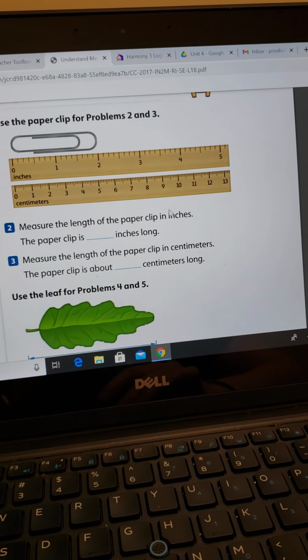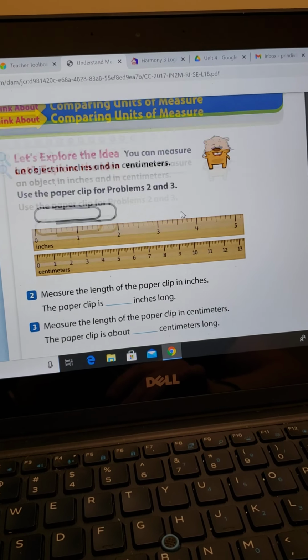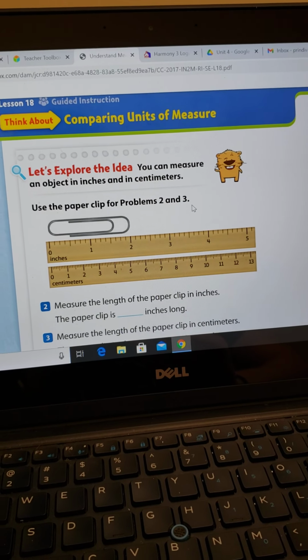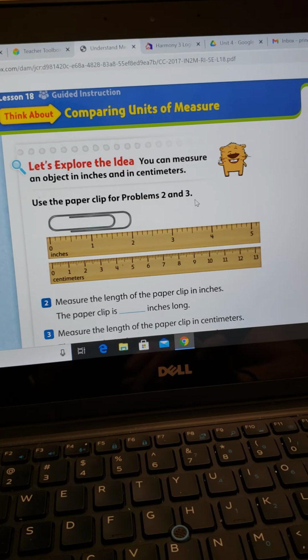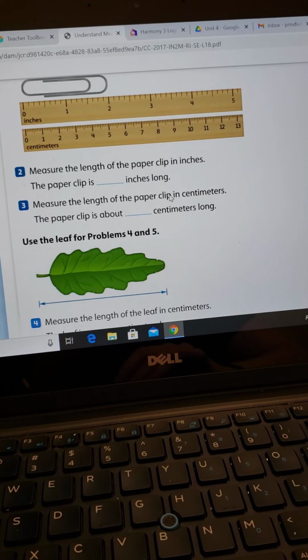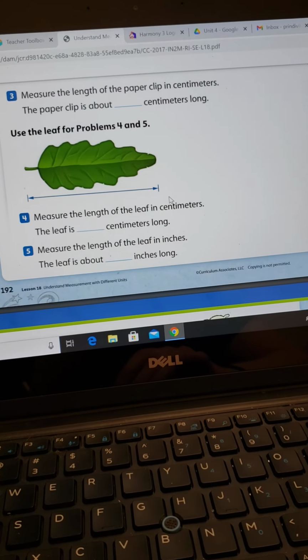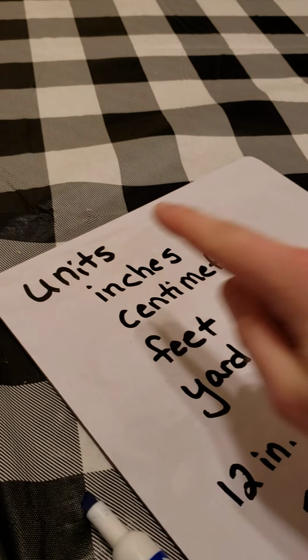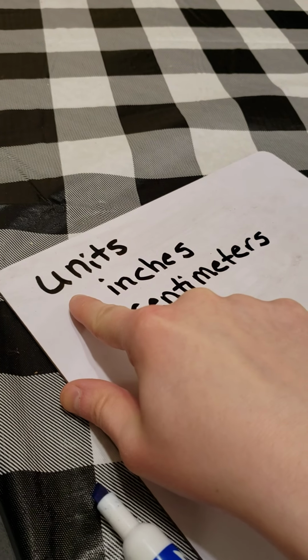We are continuing working with measuring and we're comparing different units of measure. So before we start on the pages that are in your packet for today, which are going to be pages 192 and 193, let's take a look and remind ourselves of the different units.